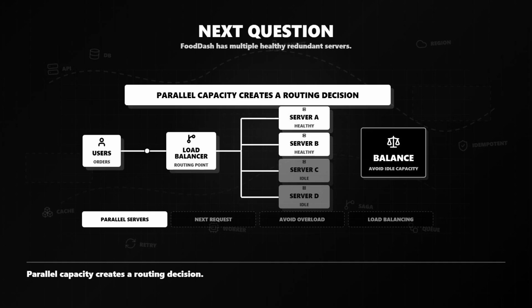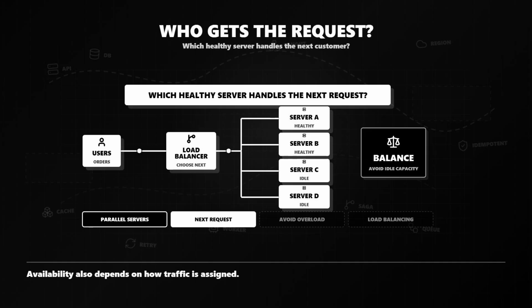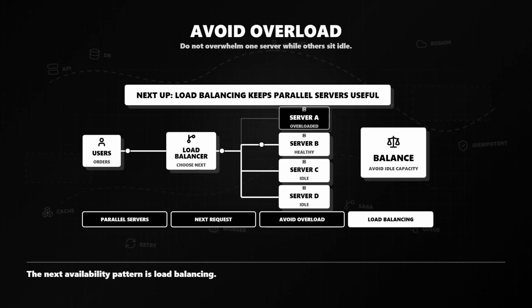FoodDash now has multiple healthy, redundant servers just waiting in parallel to take those alternate paths. But if there are 4 healthy servers waiting for traffic, how exactly does the system decide which one handles the very next request? How do we make sure one doesn't get completely overwhelmed while the others just sit there idle? Well, that is exactly what we're going to explore next time as we dive into the magic of load balancing.